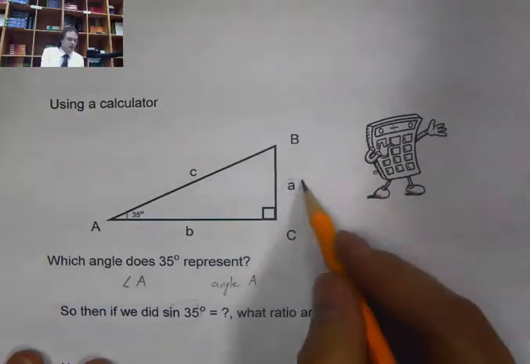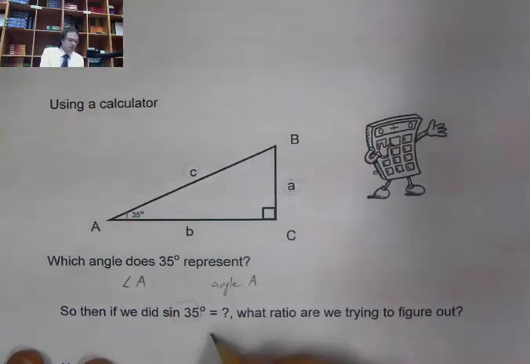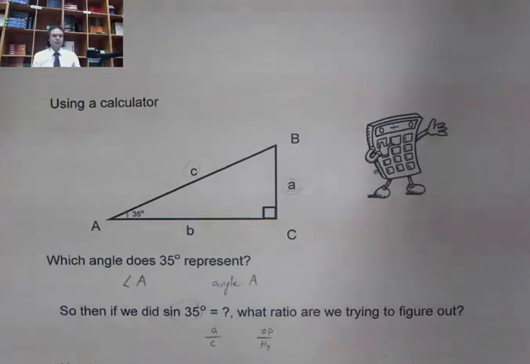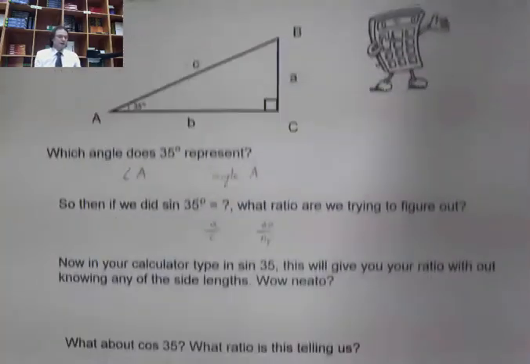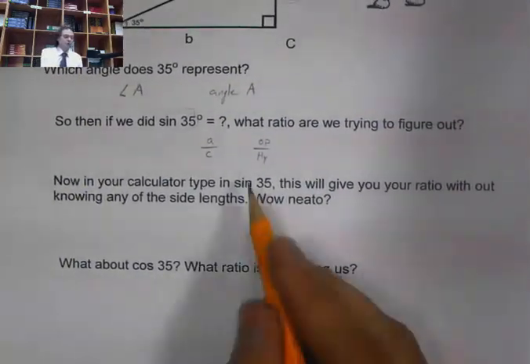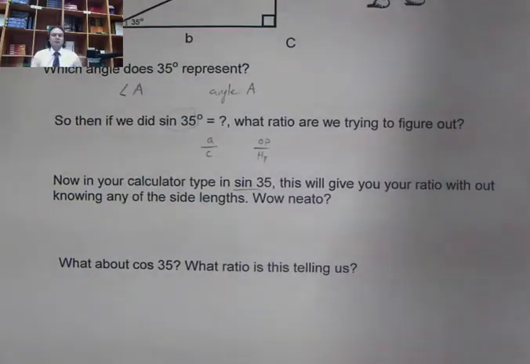Sine is opposite over hypotenuse, A over C. We're trying to find out the ratio of side A over C, which is opposite over hypotenuse. That is the ratio we're trying to figure out. Now, in our calculator, we're going to just type in sine 35. This will give us our ratio without knowing any of the side lengths, which is really neat.